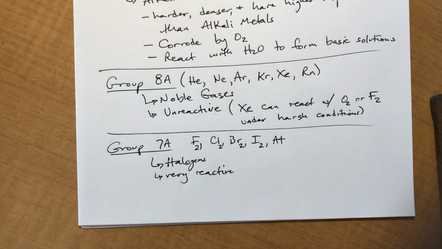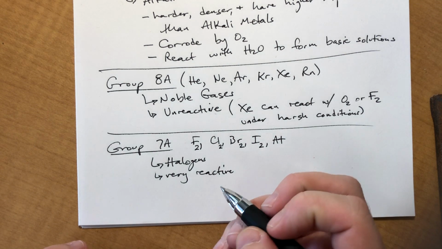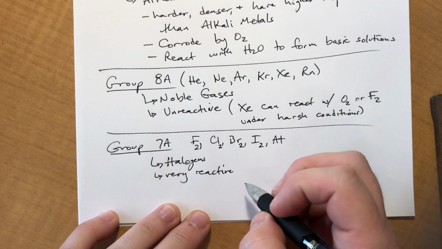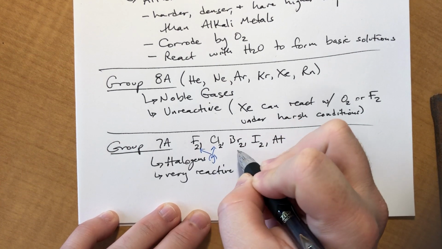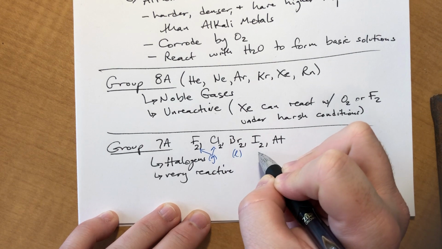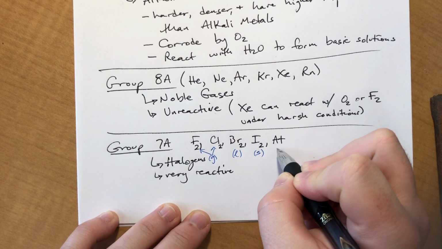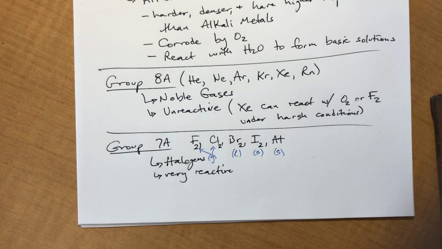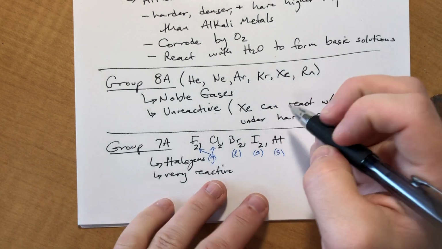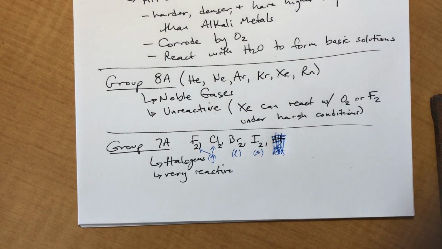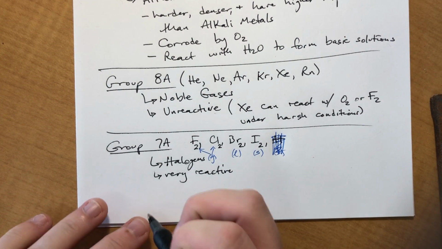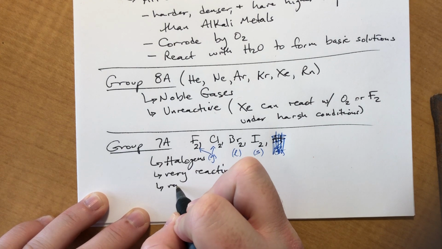Okay. As far as the trend, it's kind of hard to spot. Fluorine is a gas, chlorine is a gas, bromine is a liquid, and iodine is a solid. And astatine is probably a solid, but we really don't know because it's really uncommon. Honestly, I probably should just mark astatine out on my list. It's so uncommon, you don't really need to know anything about it. Okay. They are honestly very, very poisonous.